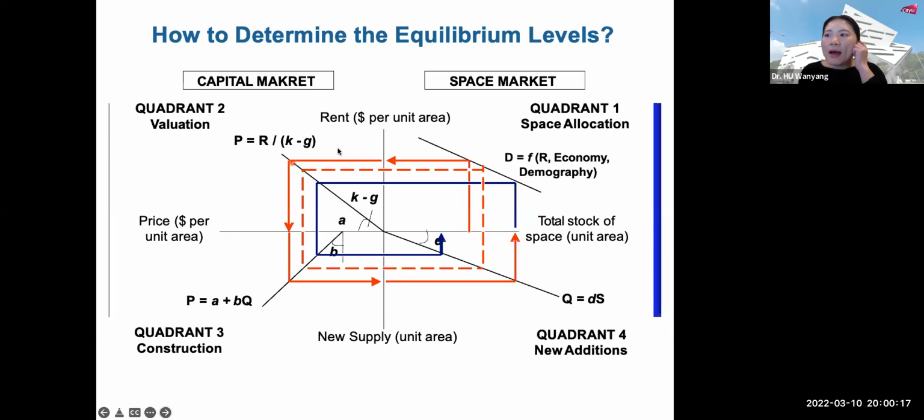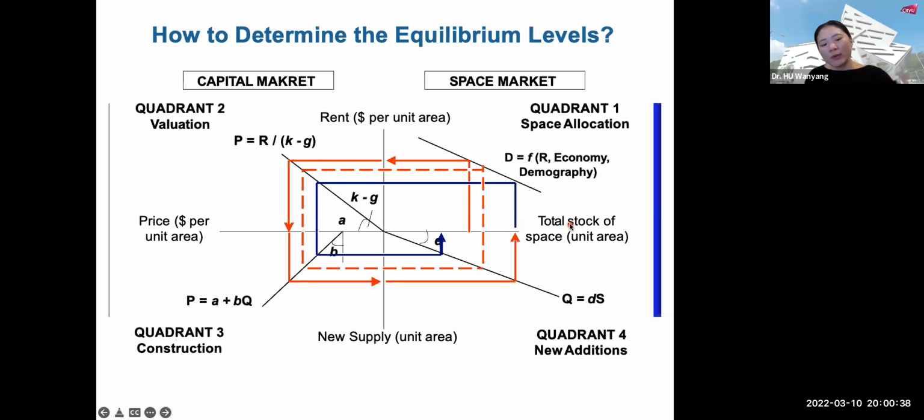And the relationship between the total stock of the space and the rent is just a typical demand curve, with a downward slope. And here this is just the relationship between C and S.